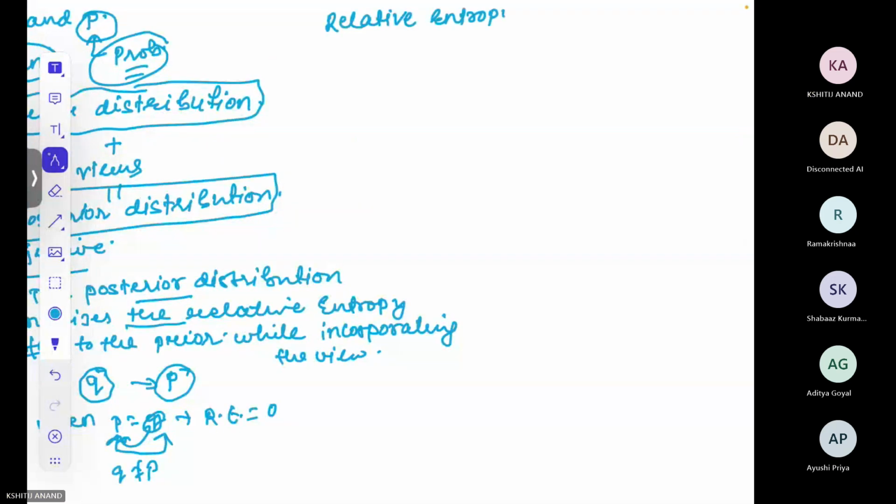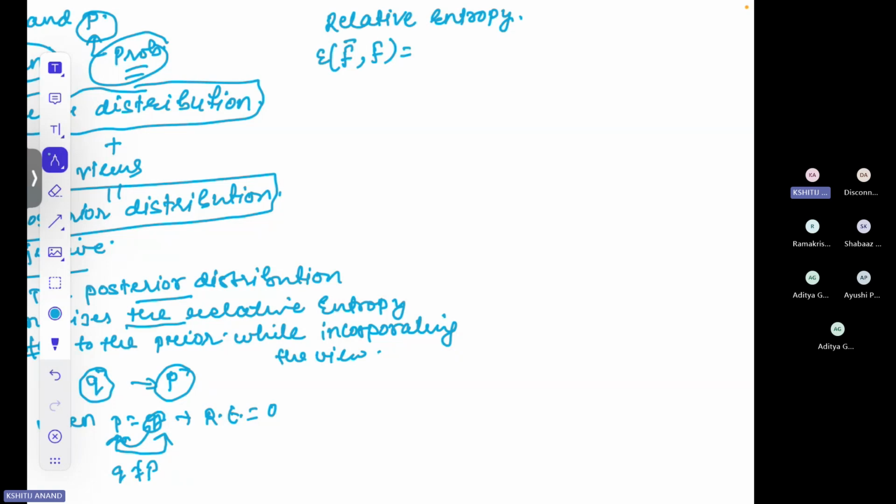Okay. So let us just assume this is the posterior distribution F bar and F is your prior distribution. Okay. So the relative entropy between these two is basically calculated as the integration of Fy bar times ln of Fy bar minus ln of Fy, okay, dy. So this is basically the relative entropy between posterior distribution and prior distribution. So you can characterize it as a distance.